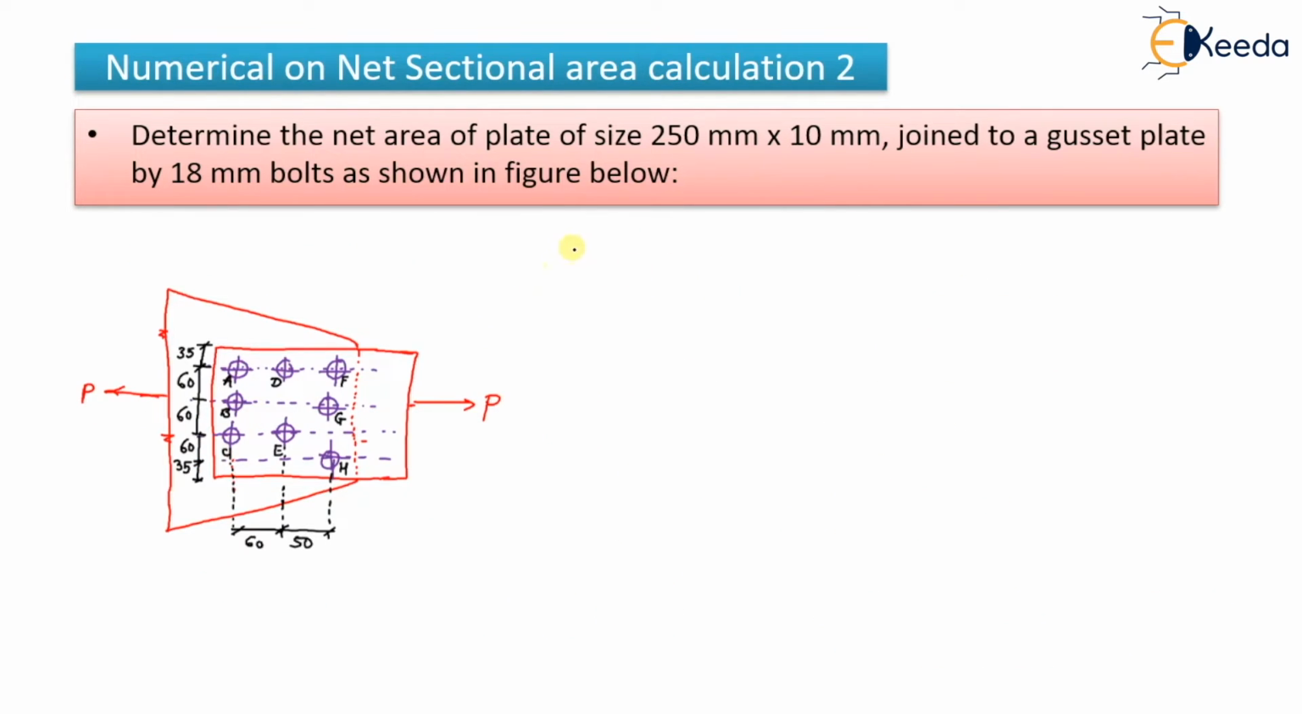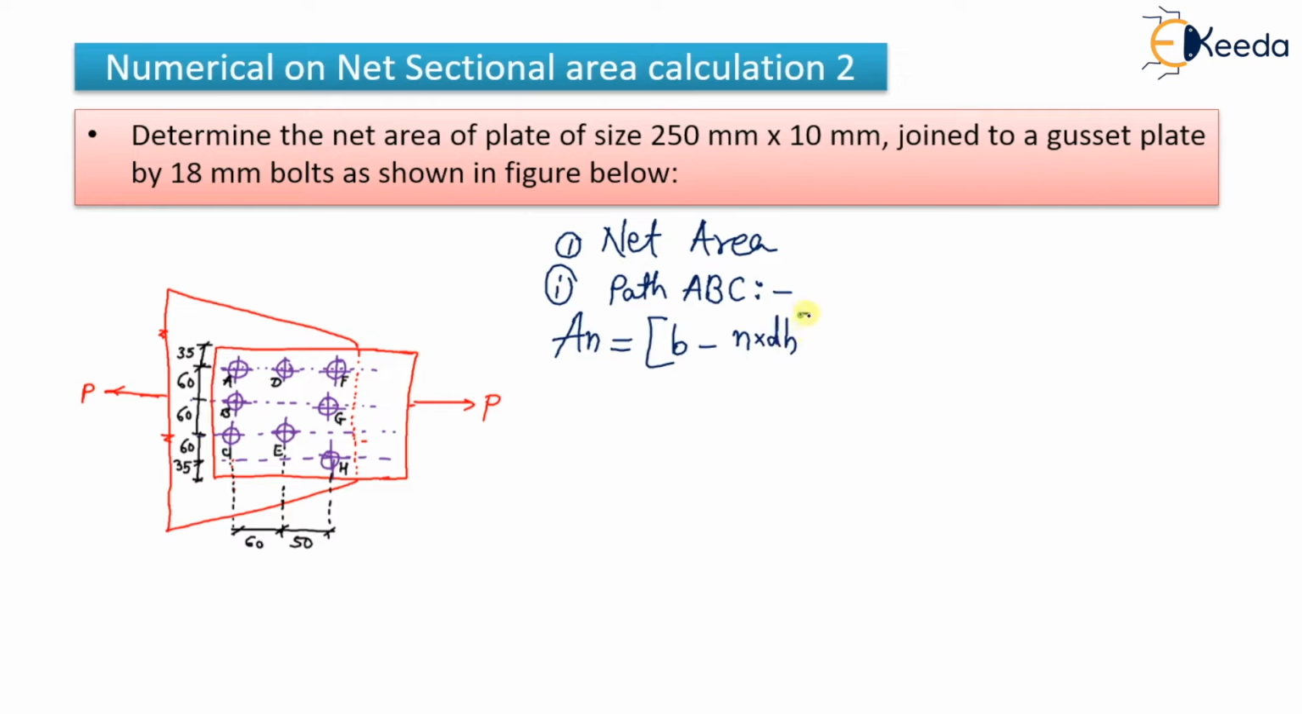So I'll write it here. First, net area, in which the first one is path A, B, C. It is a chain path, so the formula will be An is equal to B minus n into dh into t, because it is a chain path. So how can you calculate that?